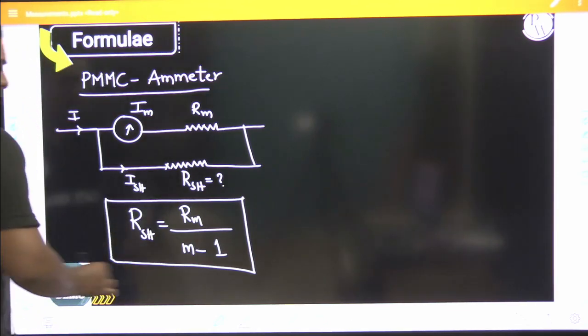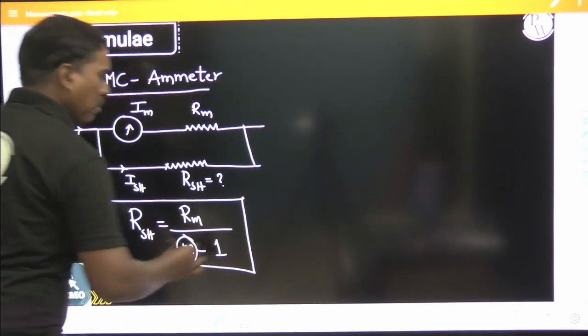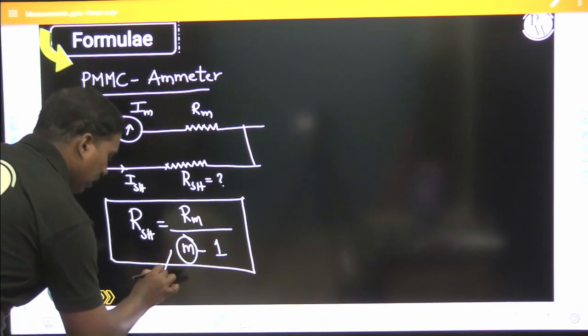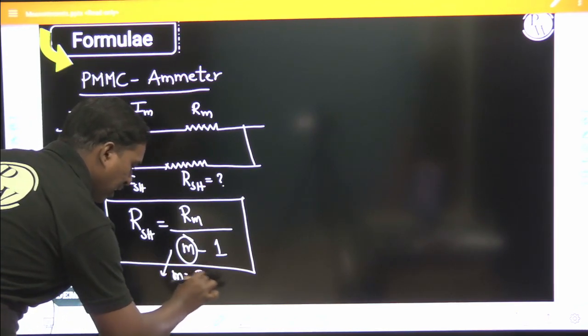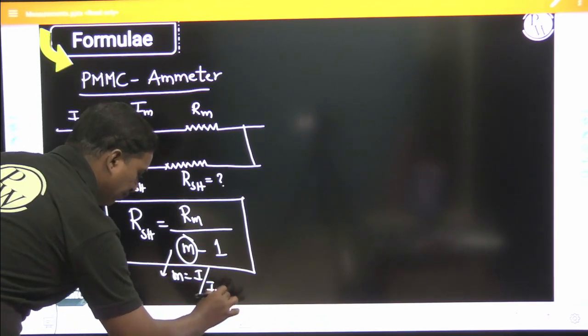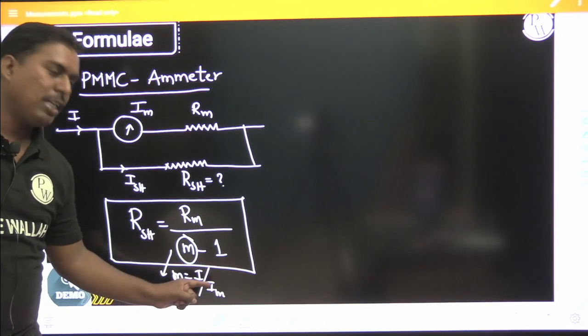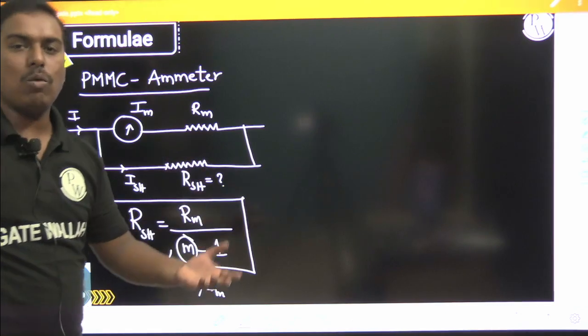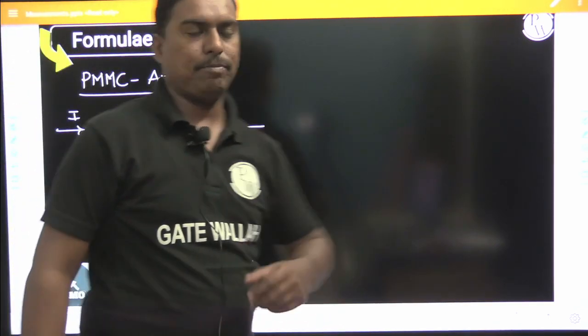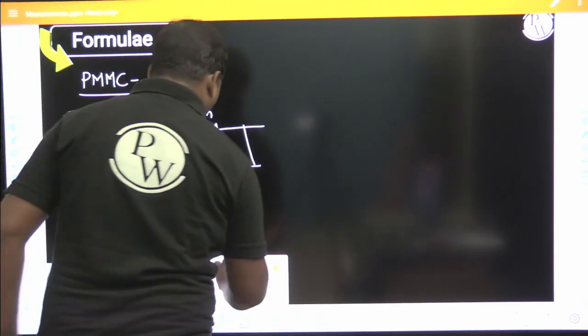So, here what is M? This M refers to the multiplying factor, my dear. So, M is taken as the ratio of I by Im. The meter current as of now, that is Im, and for which range you want to extend the current, that is I.